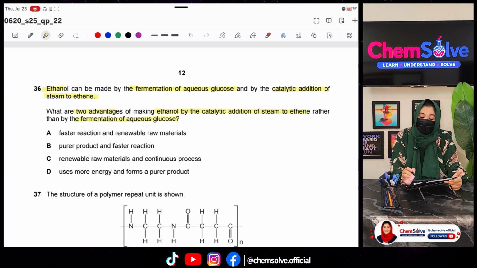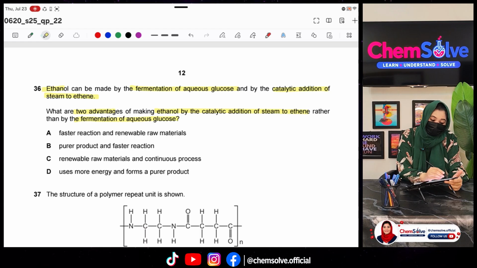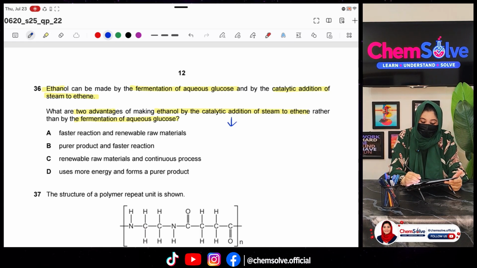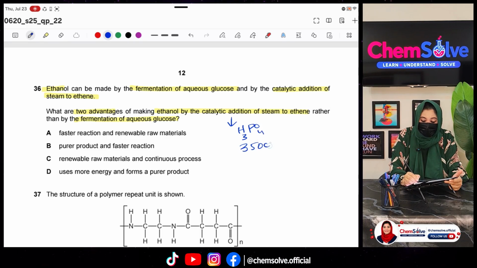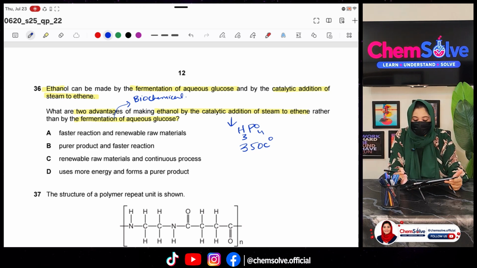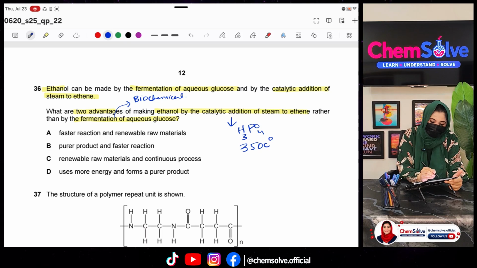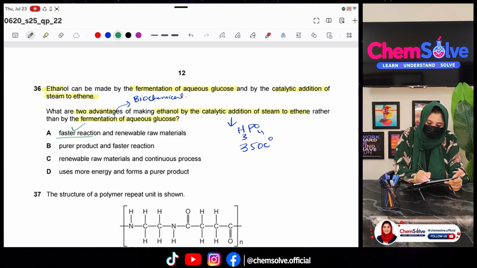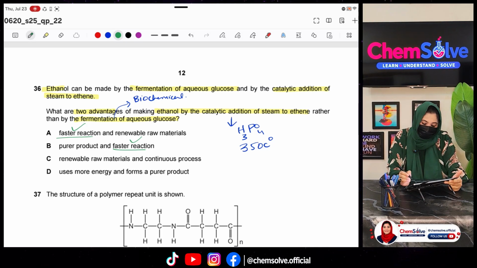So the first advantage is it's a fast reaction. Why? Because it uses a catalyst, H3PO4, and 350 degrees Celsius temperature, so it must be a fast reaction. While this is a biochemical reaction which uses very low temperature, so it must be a slow process. So fast reaction, yes. Okay, so the option should be A or B.